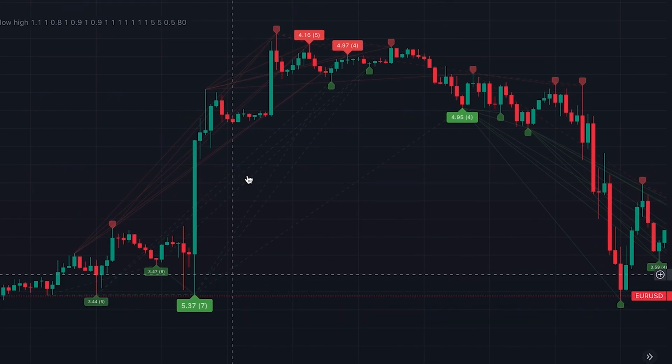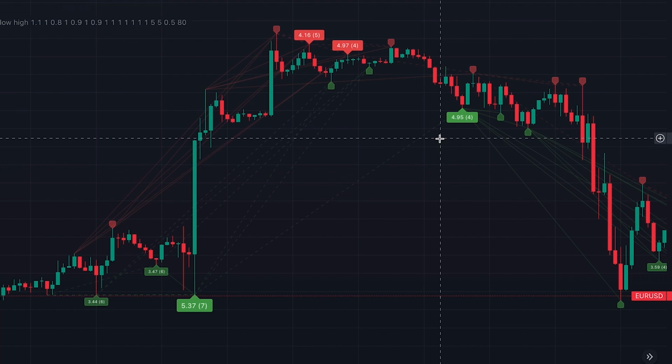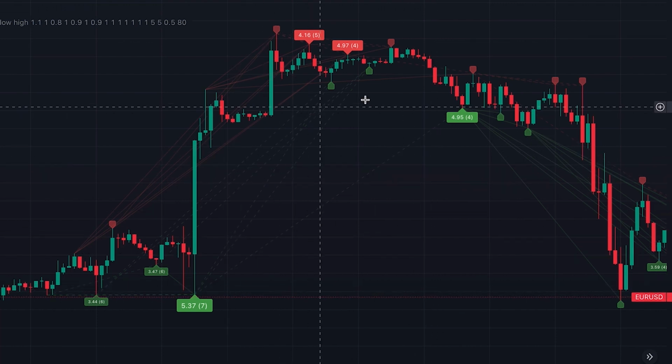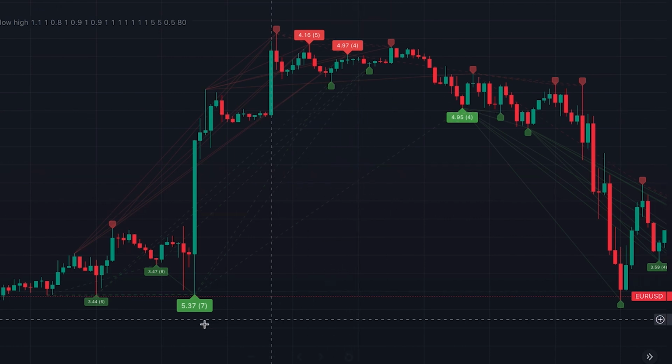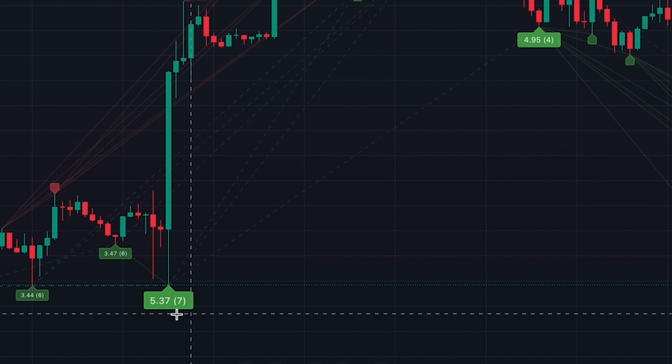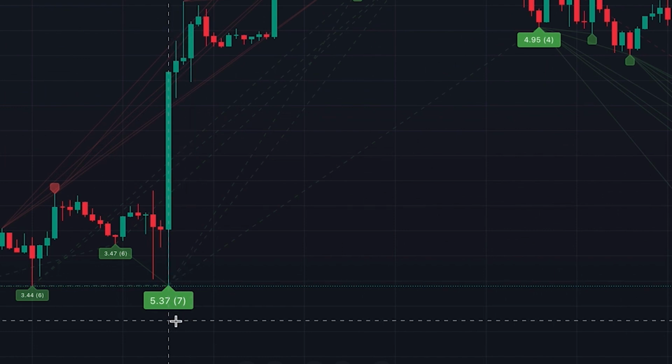As you can see, we have some labels that show where a divergence happened. The green labels show bullish divergence and the red labels show bearish divergence. They also have a number that represents the overall divergence strength and how many indicators are showing divergences. For example, here 7 indicators are showing divergence with the strength of 5.37.